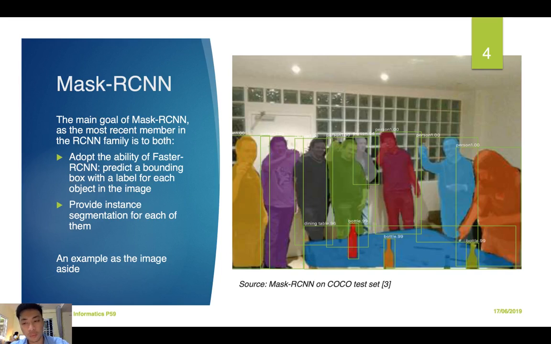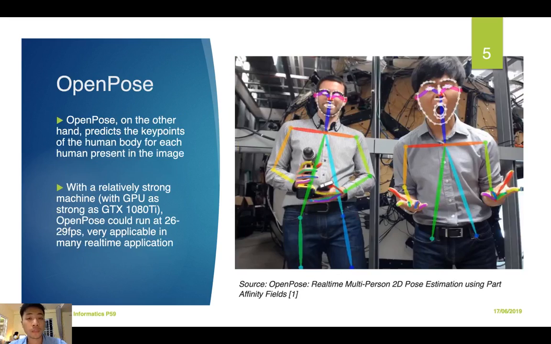And here's an example on the COCO test set. OpenPose, on the other hand, does it in a different manner. It predicts the key points or parts of the body, which is very close to the skeleton system of the body. This is very similar to the Kinect, a device of Microsoft, both Kinect V1 and Kinect V2, but they are quite different. The Kinects have the depth sensor, while OpenPose works only with 2D images.